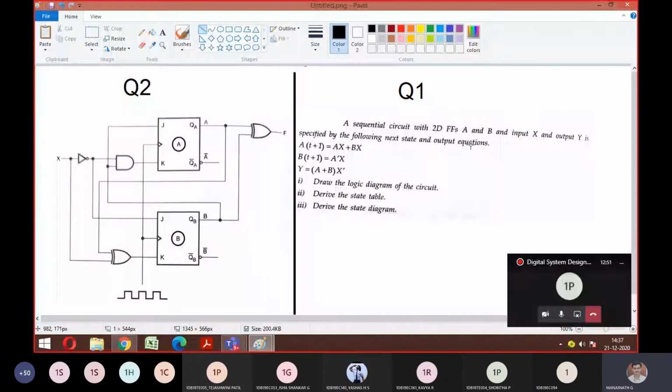So they have given us equations of the next state as well as the output. From this we are supposed to design a logic diagram, as well as a state table and state diagram. The thing given is A of t plus 1, which means the next state. So I can designate this A of t plus 1 itself as my D flip-flop input. Similarly, you have 2 flip-flops: for D flip-flop A the first equation, and the second equation is B of t plus 1. The output is also mentioned.